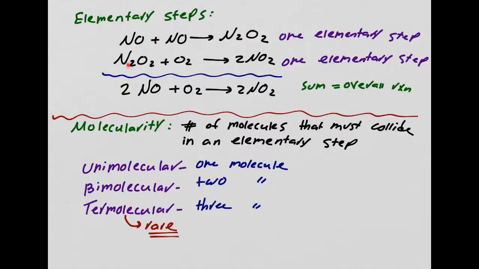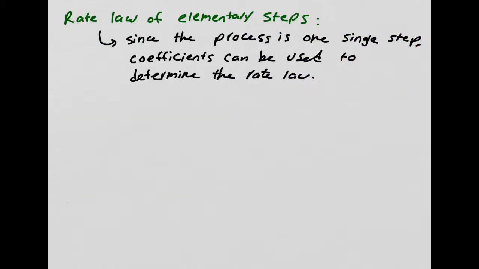But for the elementary steps, because it's one single step, for each elementary step, you can use the coefficient to figure out the rate law. Now, the reason you cannot use it for the final equation is that the final equation is a combination of different elementary steps. So for elementary steps, you can use the coefficients for the rate law. But again, keep in mind, that's not true for the net reaction, just the steps that lead to it. Okay. So hopefully I made that clear.